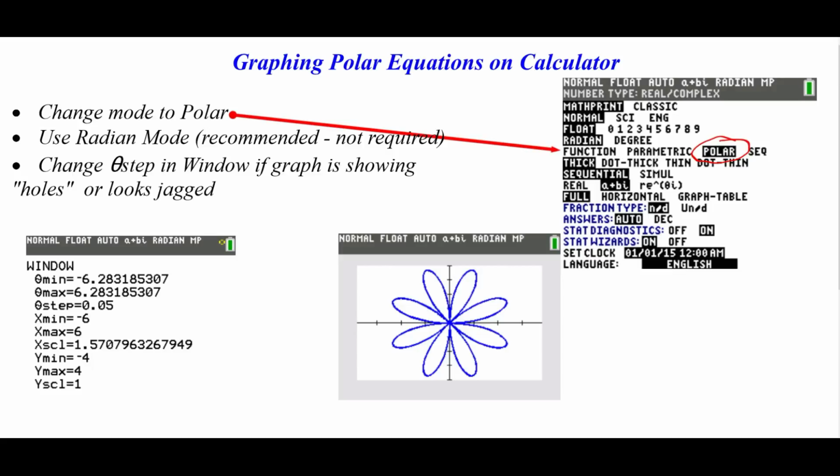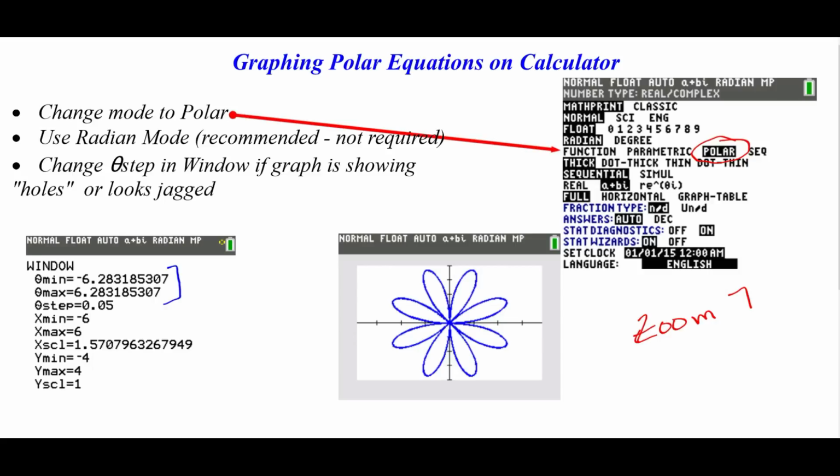Then you're going to put your equation in, and I would always start with a Zoom 7, which is your Zoom Trig, and then change your window if you need to. When you go to your window, you're going to see some different things. You'll have these theta values, and then your typical window values, your x-mins and x-maxes, and your y-mins and y-maxes.